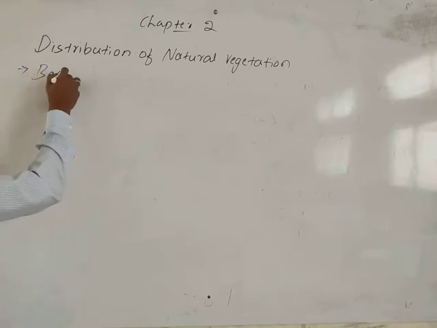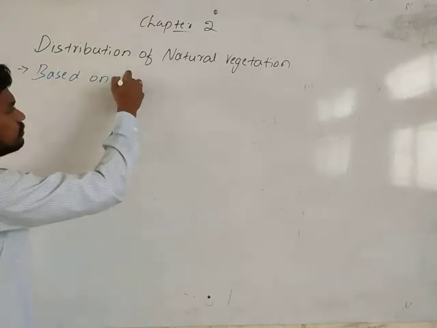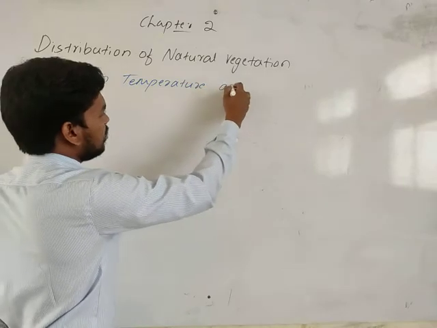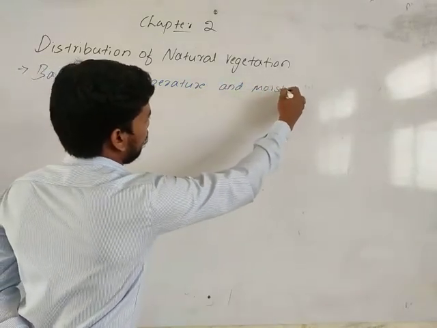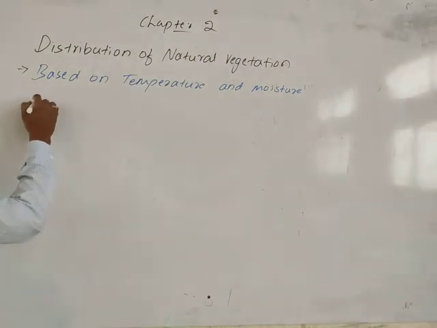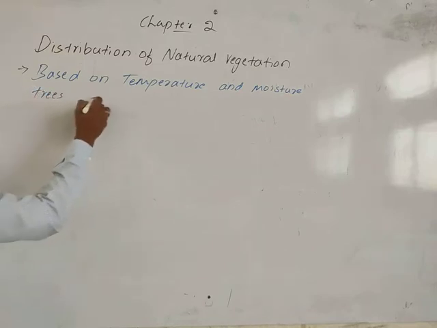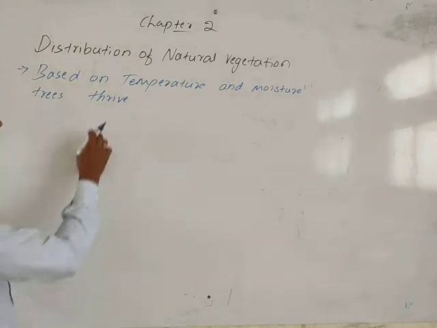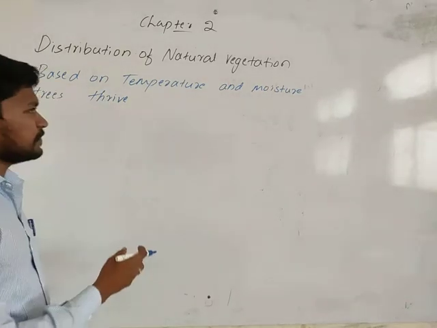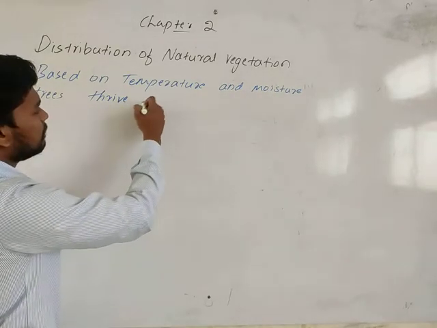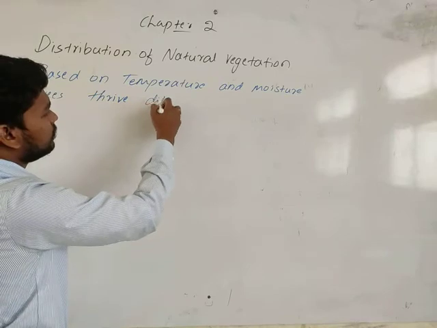So based on temperature and moisture, the trees thrive. Thrive means grow, the growth of the trees. The trees thrive differently.